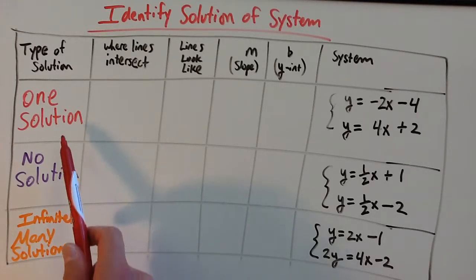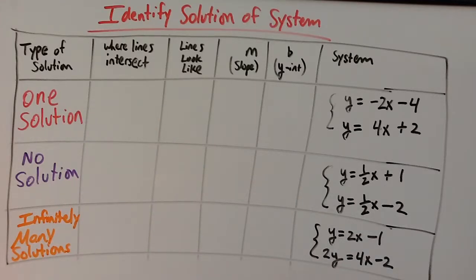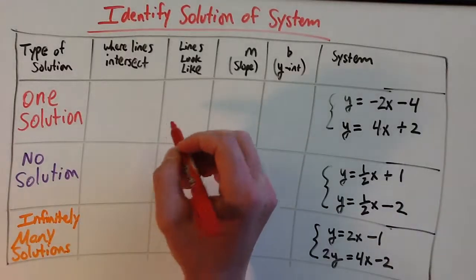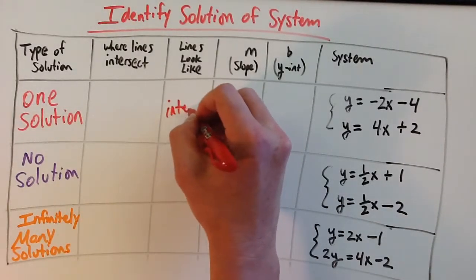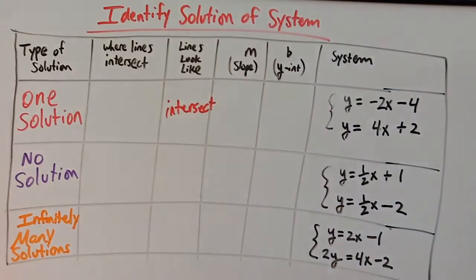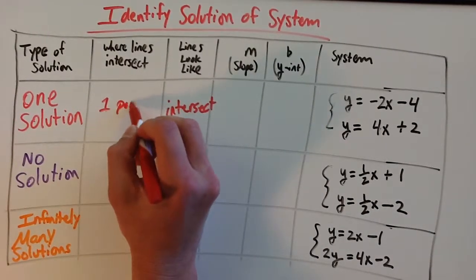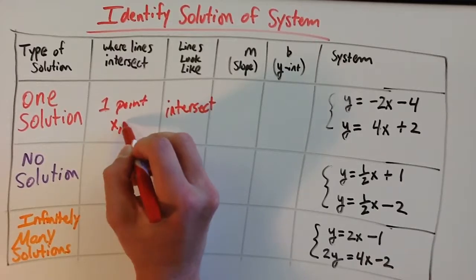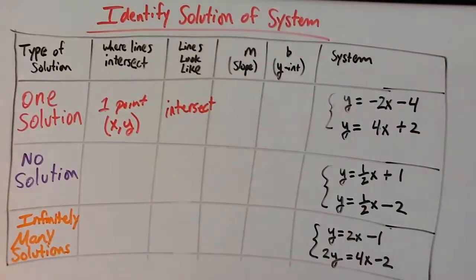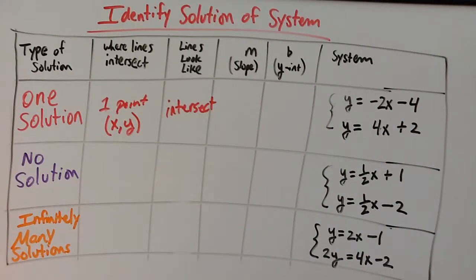First, let's talk about when you will have one solution. When there is one solution to the system of equations, the lines will intersect. The lines will intersect, so they will cross at some point. And that one point that they cross at is the solution to the system. That XY ordered pair where the lines cross is the solution to that system.